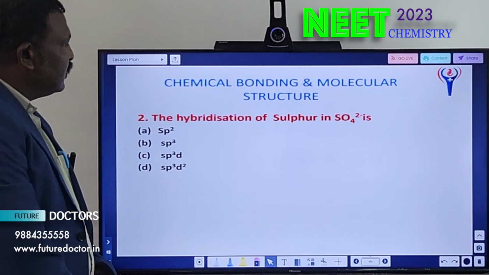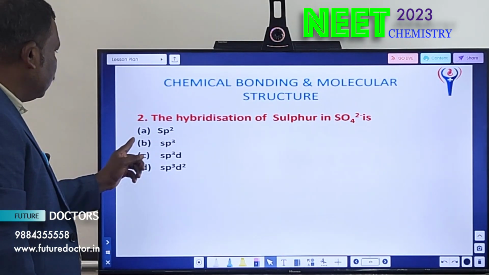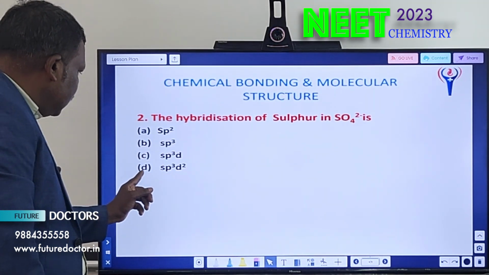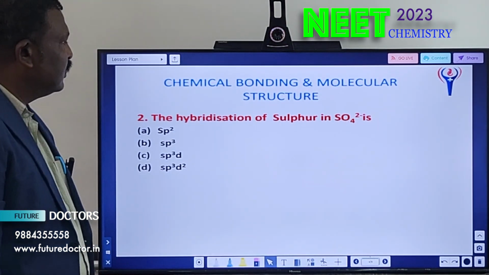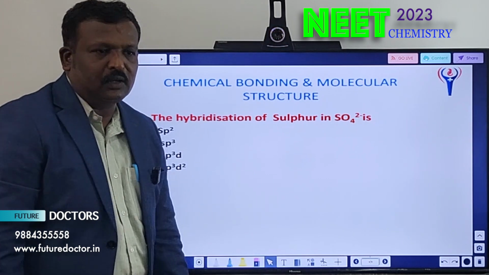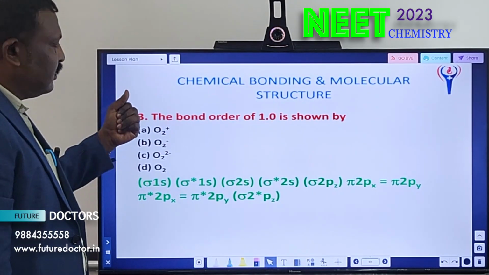The hybridization of sulfur in SO4 2 minus is, okay, option A sp2, option B sp3, option C sp3d, option D sp3d2. Understood? We have to find out sulfur hybridization in SO4 2 minus molecule. Understood? Right. Next one. Here also same thing, just like first question.